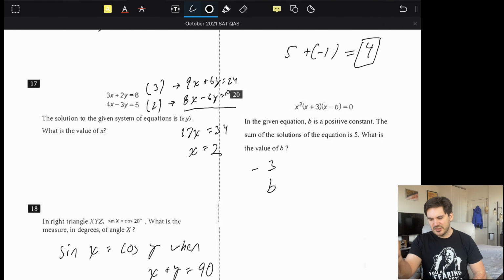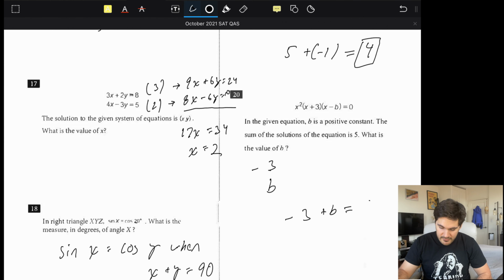And then we also have an x squared in the front, so that one's going to be 0, but I mean, we don't really need that for this. So basically, they're telling us that negative 3 plus b equals 5. So b equals 8. And that's it.